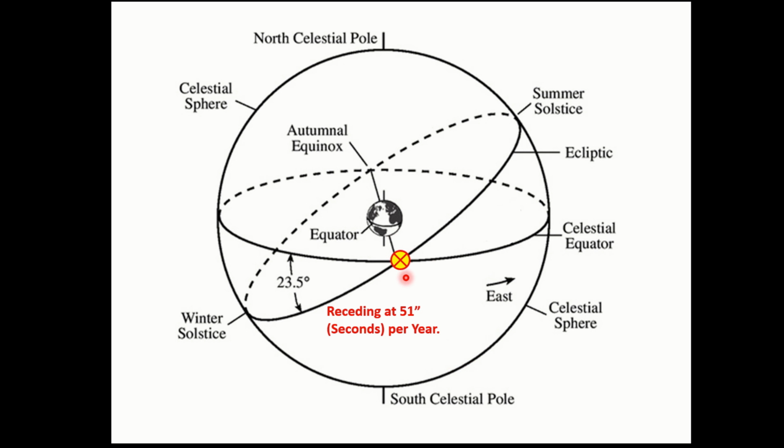But because of the wobbling effect, the vernal equinox is actually receding at a rate of 51 seconds per year. Okay, so what is this 51 seconds? Any point on the ecliptic has a longitude degree to it.